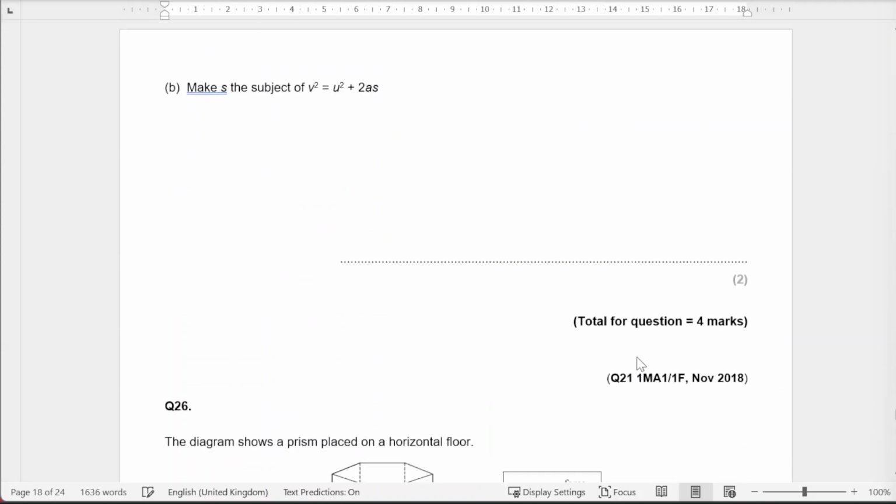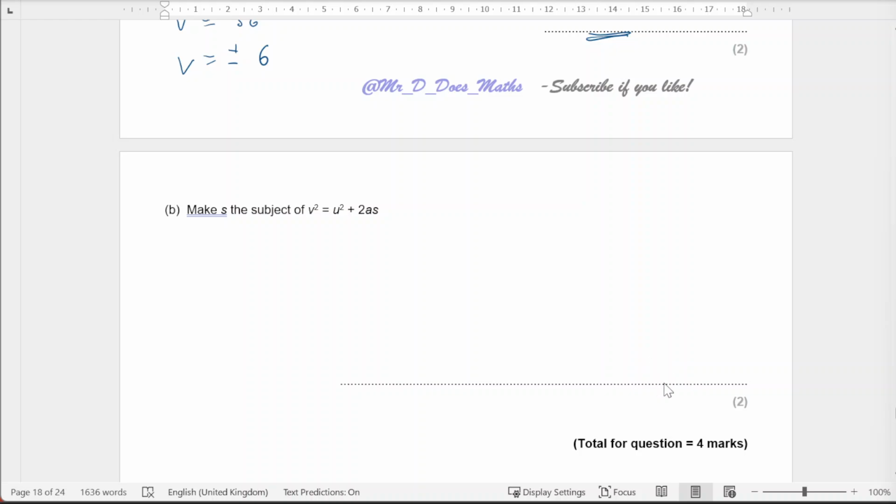Okay, the final part to that question: make S the subject. So I want to minus U squared from both sides. So V squared minus U squared is equal to 2AS. Divide both sides by 2a, so S is going to be equal to V squared minus U squared divided by 2a.